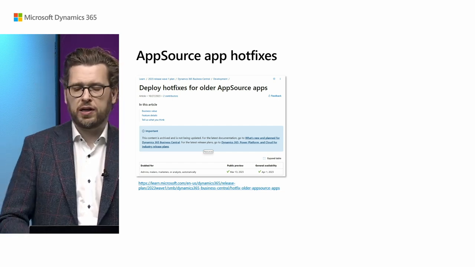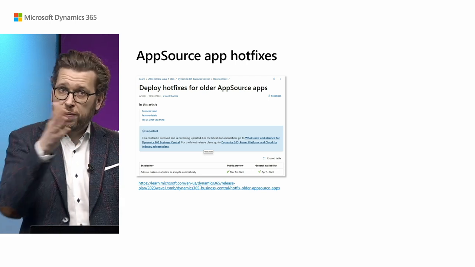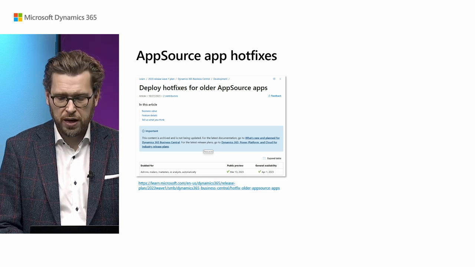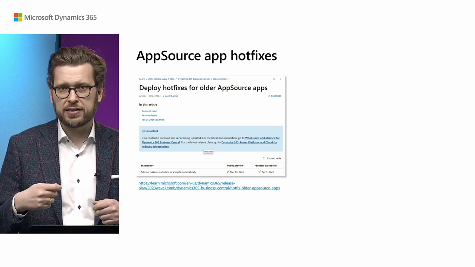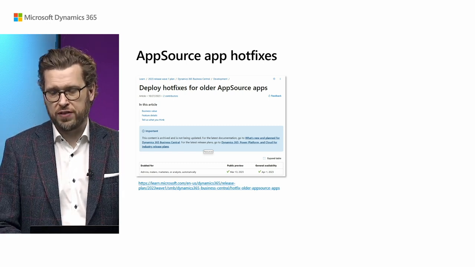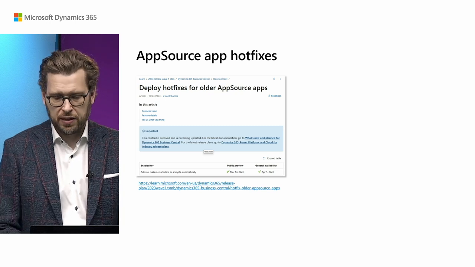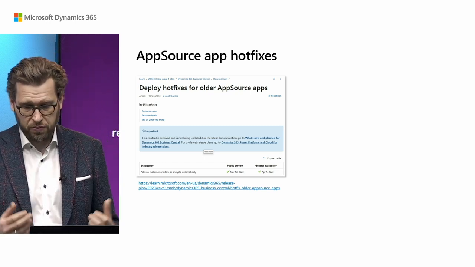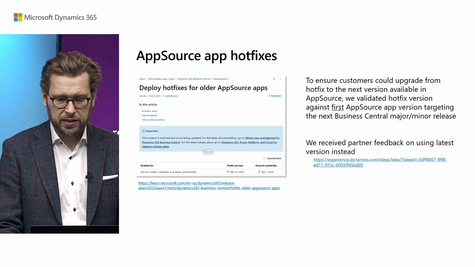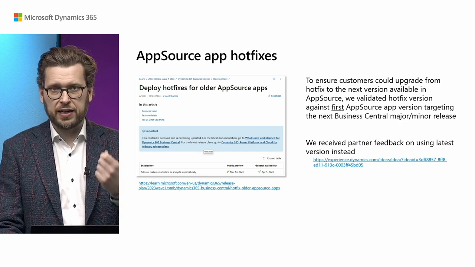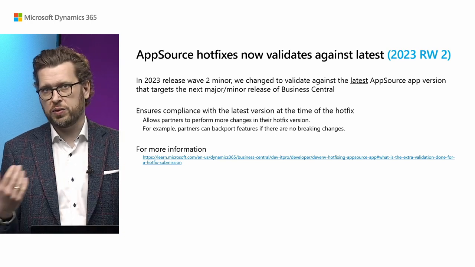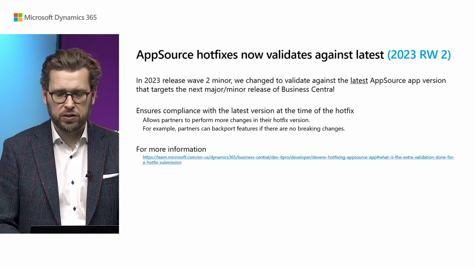And then to ensure that customers could actually be upgraded from that hotfix version to the latest or next version available in AppSource, we validated the hotfix version against this next version, but only the first version of that app targeting the next Business Central major or minor release. And we received a lot of feedback from partners on ideas that they would like to validate against the latest version instead. And so in 2023 Release Wave 2, we sort of backported it to that.